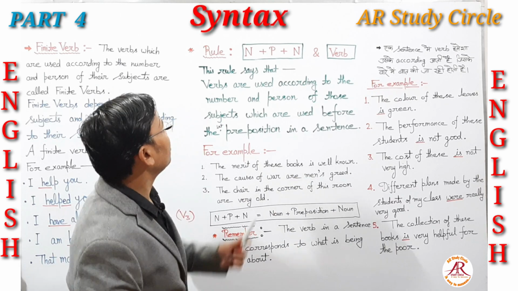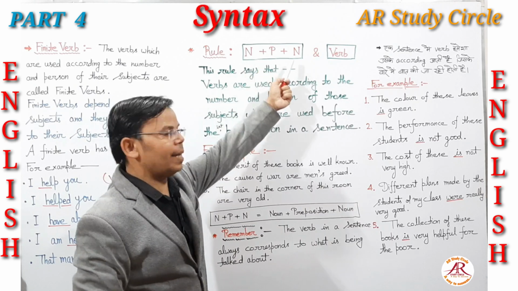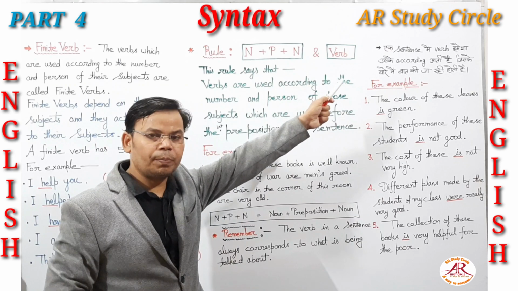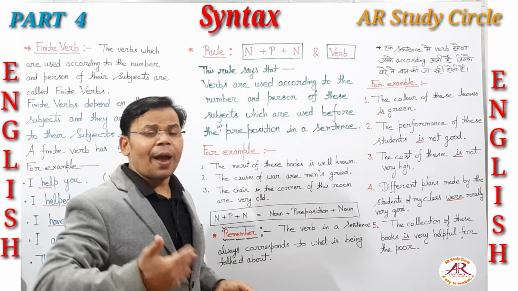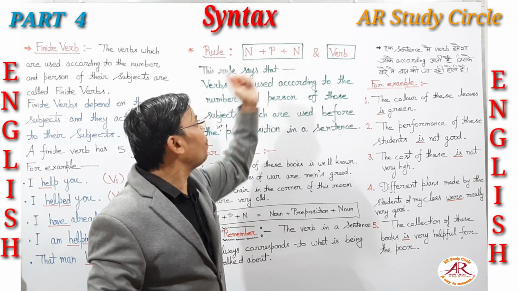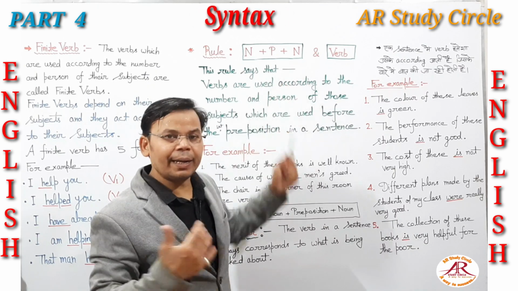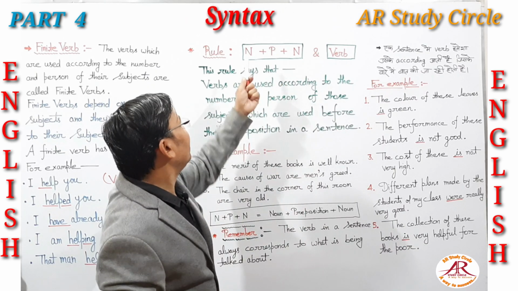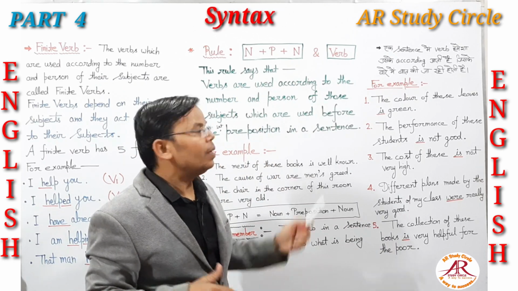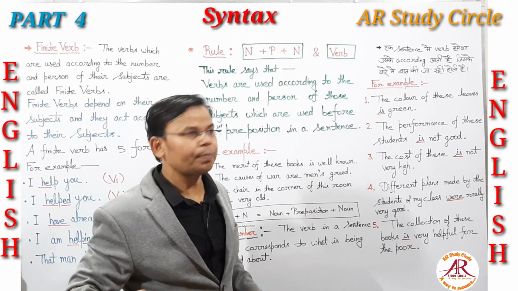And what is the rule? The rule is N plus P plus N and verb. So what is the rule of N plus P plus N? N indicates noun, P indicates preposition, N indicates again noun. Here the first N is the subject of the preposition and the second N is the object of the preposition.